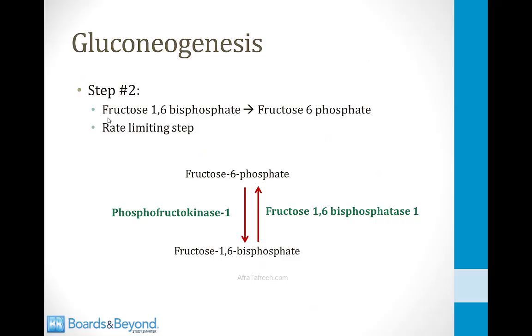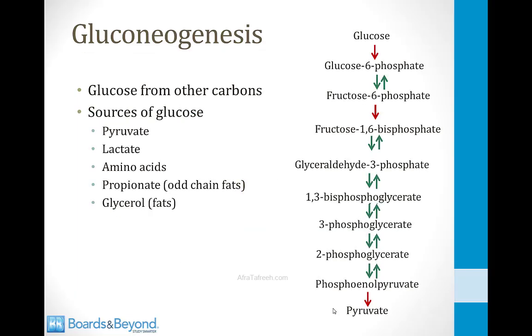So back to our steps of gluconeogenesis. Once we have synthesized a molecule of phosphoenolpyruvate from pyruvate, we can then go backwards through glycolysis until we reach a molecule of fructose 1,6-bisphosphate. If we go back to our overview slide of glycolysis here, once gluconeogenesis has synthesized a molecule of phosphoenolpyruvate from pyruvate, it can then go backwards through the reversible reactions of glycolysis until it reaches the level of fructose 1,6-bisphosphate.